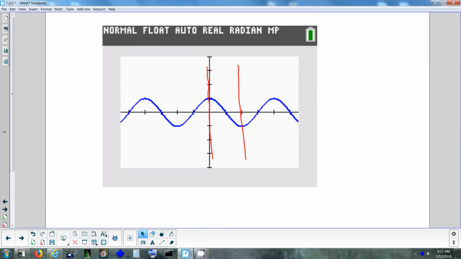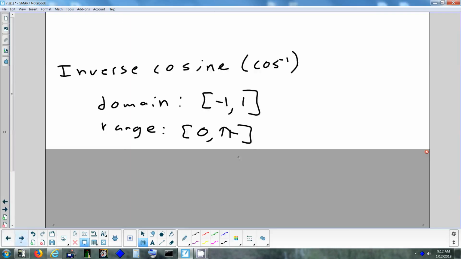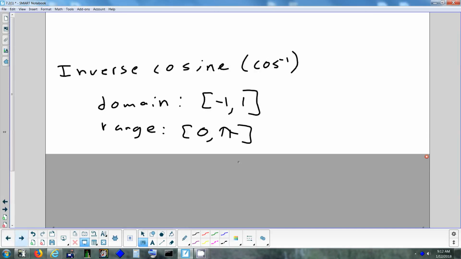Does anybody know where the red lines are now? Yep. Is it 0 and pi? Yeah, it's 0 and pi, or 0 to 180. And now, let me find the page I'm looking for. So that was the domain of the original, right? 0 to pi was the left to right. Domain becomes the range.